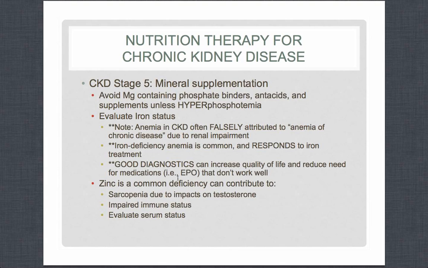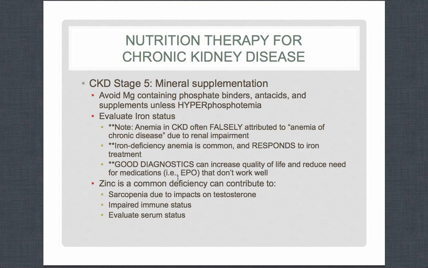Nutritional therapy for chronic kidney disease, again, back to stage 5 chronic kidney disease and mineral supplementation. It's recommended to avoid magnesium-containing phosphate binders, antacids, and supplements unless patients have hyperphosphatemia. This is because we don't want to bind up too much phosphate. Phosphate's important, so if they have hyperphosphatemia, these magnesium-containing binders are indicated, but otherwise not. We talked about evaluating iron status. You can read through this again.